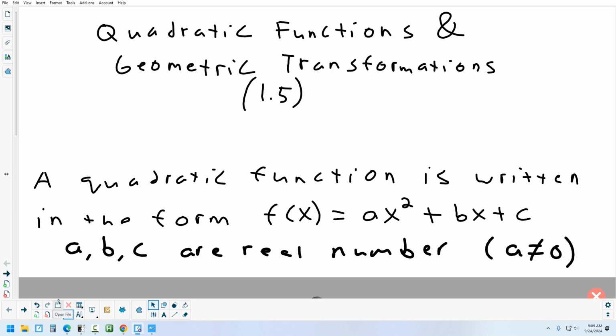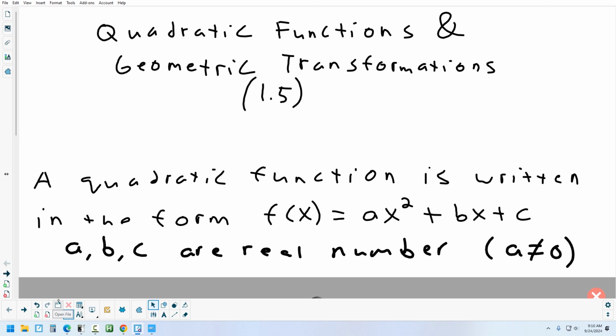Ax squared plus bx plus c. Okay? That's a quadratic because the highest exponent there is a what? Yeah. It's a 2. So any equation that's a polynomial and the highest exponent is a 2, that makes it a quadratic.